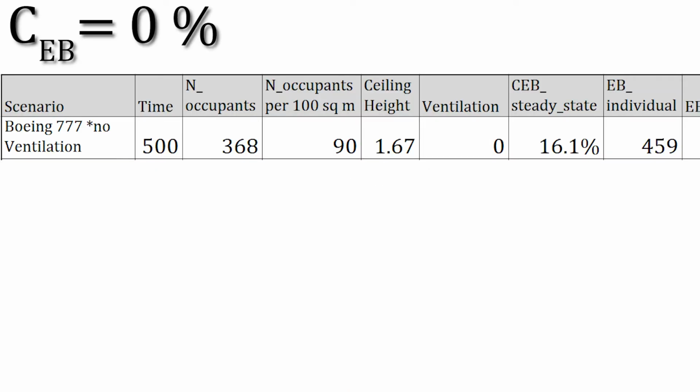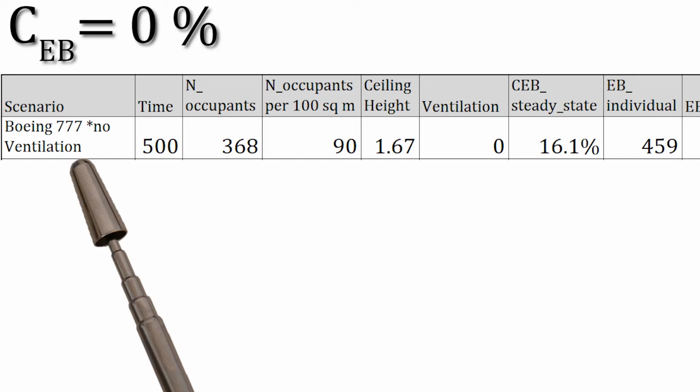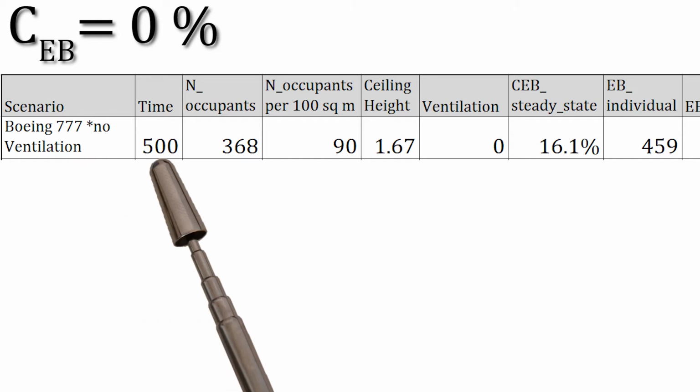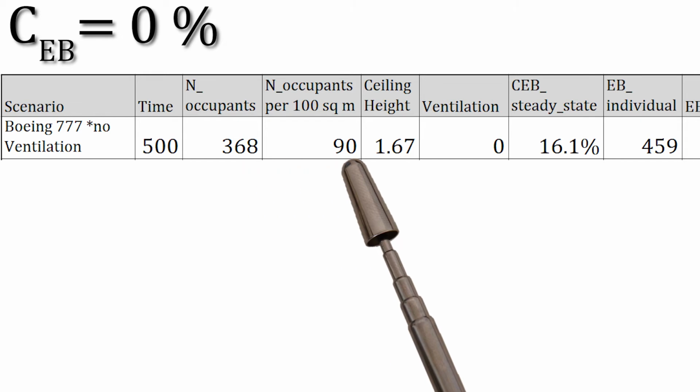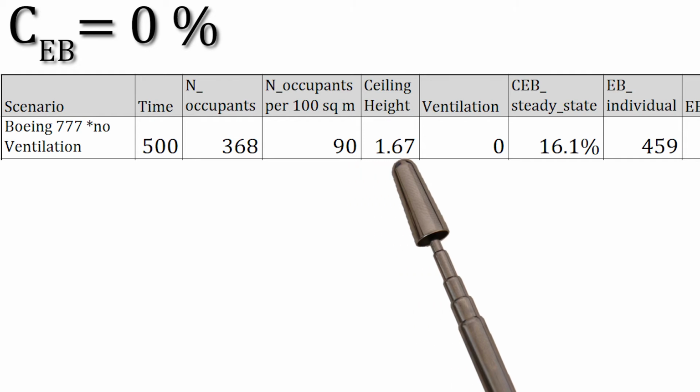To our first scenario, a Boeing 777 full flight between the United States and Europe, 500 minutes, 368 total passengers, 30 in first class, 84 in business class, 254 in economy, assuming an average ceiling height in the cabin of 1.67 meters, which is 5.5 feet. That's kind of low, but you do have the baggage compartments and the seats taking up volume.